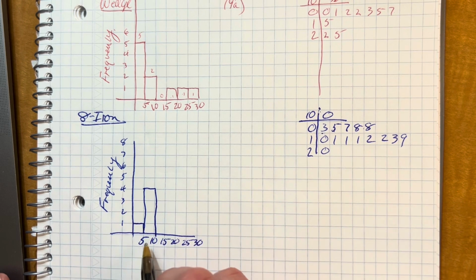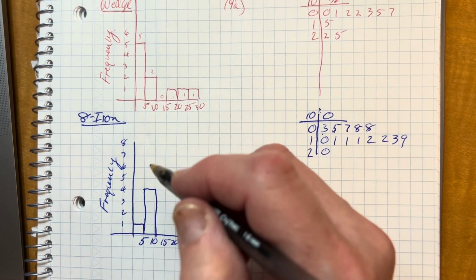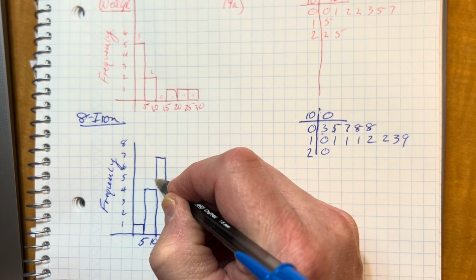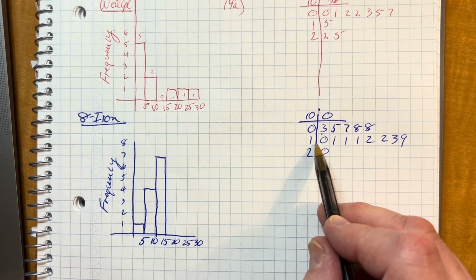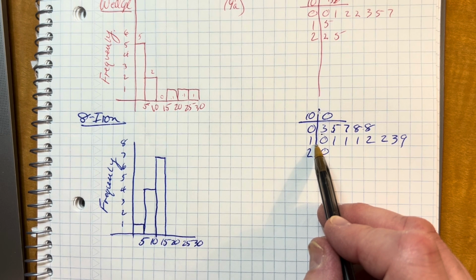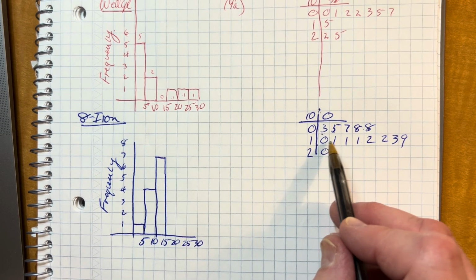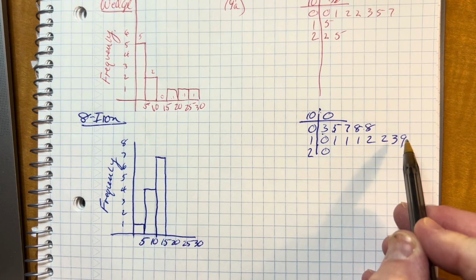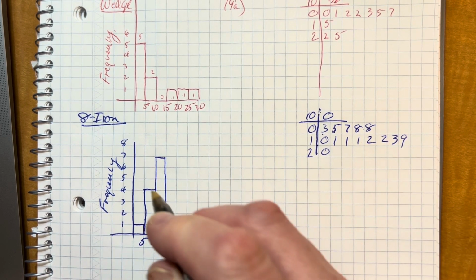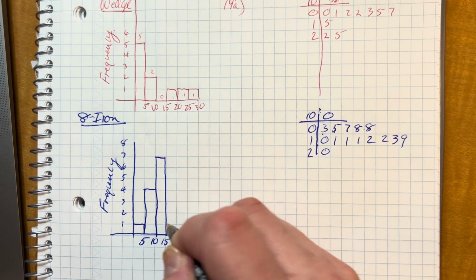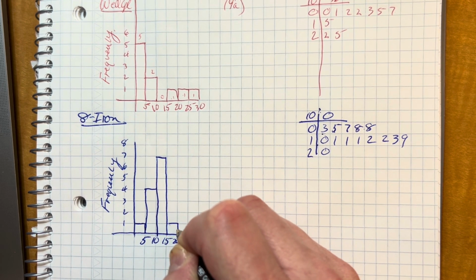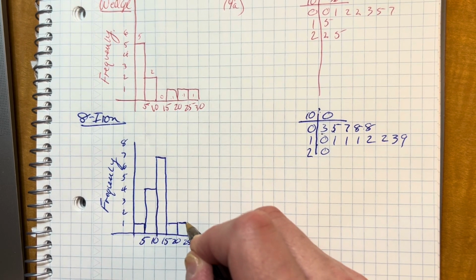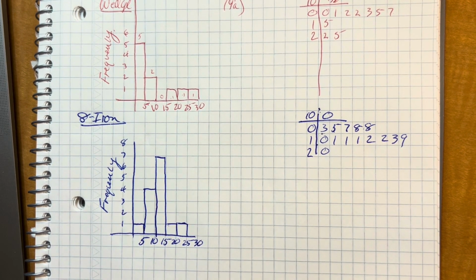Okay. Then we have, how many are next? 7, I believe. 7 numbers that are 10 up to, but not including 15. So we have 1, 2, 3, 4, 5, 6, 7. All right. And then we have 9, so that's between 15 and 20, but there's only 1. That represents 19. And then there is 1 that is a 20. So this is what your histogram will look like for your 8-iron.